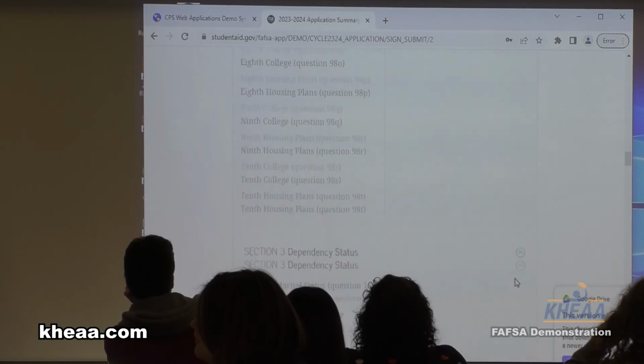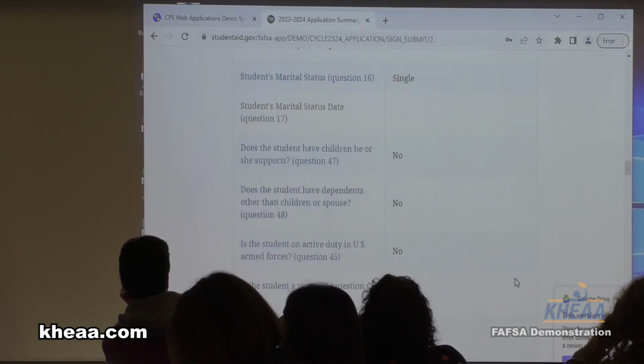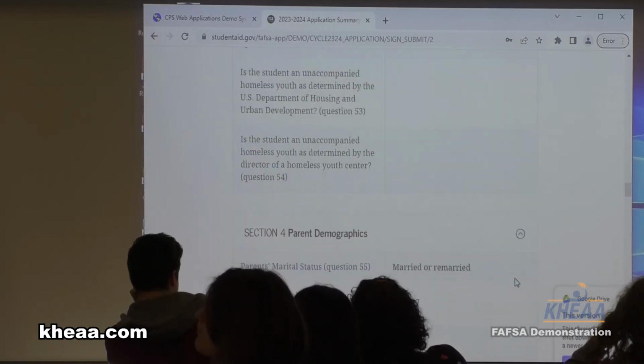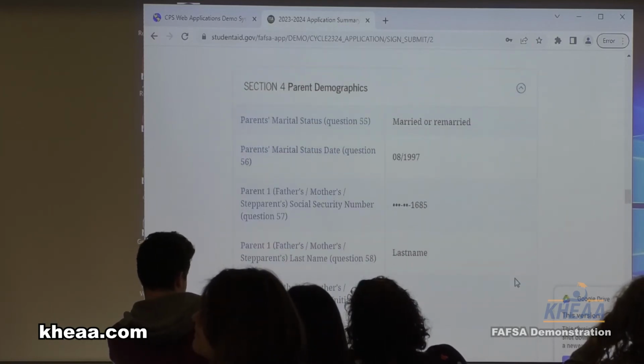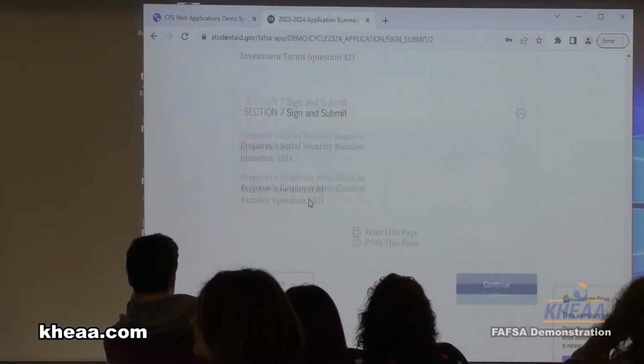And then you'll see your dependency status and all that other stuff on there. You'll see your parents, demographics, and things like that. So basically everything that you filled out, it should be on here, and it should be exactly what you put on there. Sometimes you might have made a mistake, press yes for some reason, but it's actually no. You can go in there, just click it, and then it's easy to edit, okay? Parent finances, all that good stuff. So let's go all the way down.